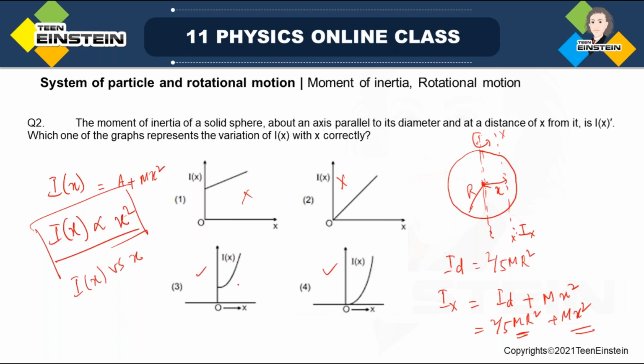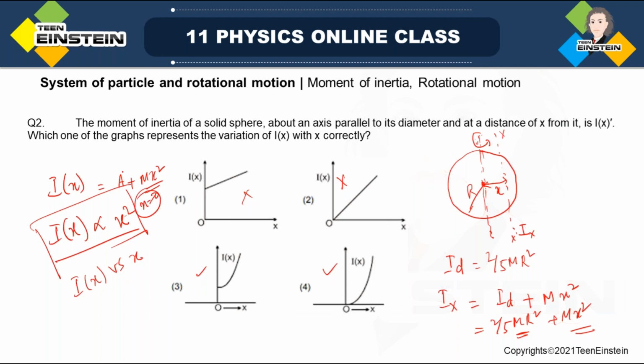Now there are two parabolas. You can see that this is one and this is one. But then we have to see whether I of x has some value at x equal to 0 or not. See here, in this term, the mx square term is there and plus a. This is a constant. This does not depend on x. So that's how this is a constant term. Even at x equal to 0, there will be some value.